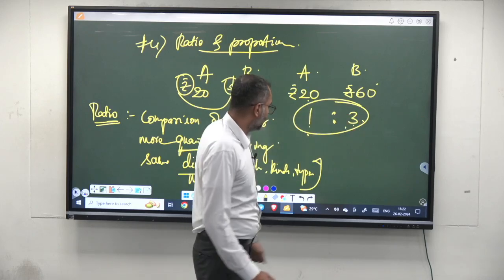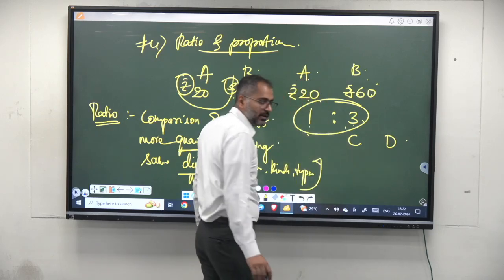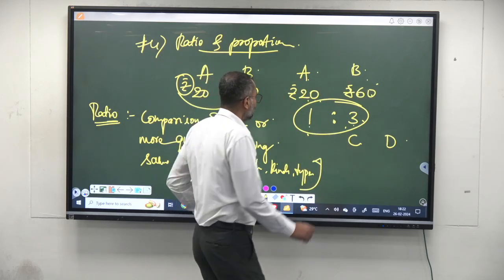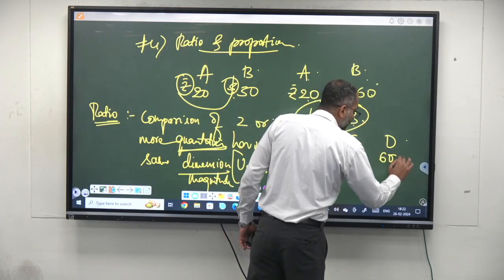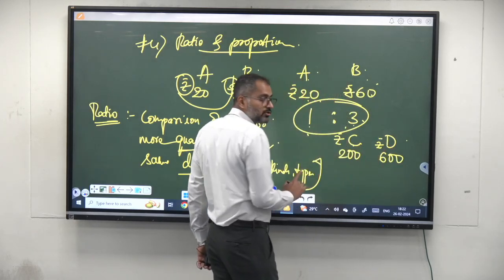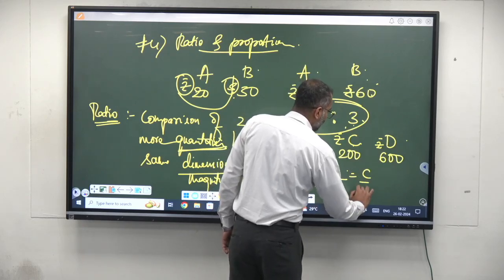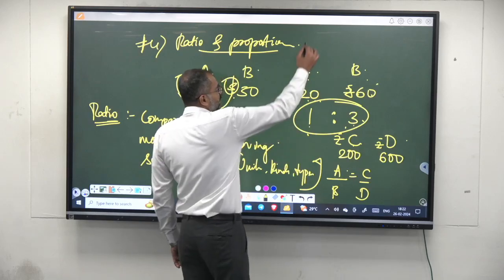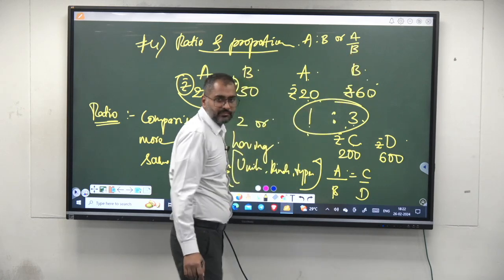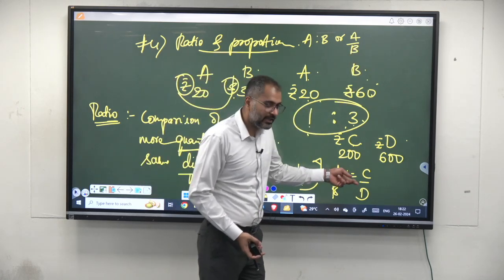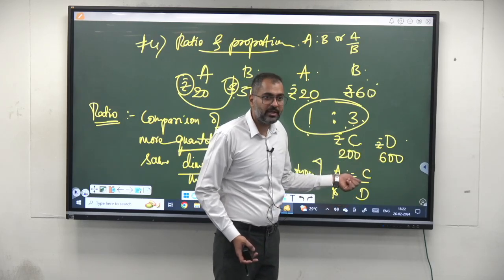Understood? Okay, now A and B have 20 rupees, 60 rupees. Let's say C and D, 2 people are there. C is having 200 rupees, D is having 600 rupees. So can I say A by B is equal to C by D? Ratio can be written in the form of A is to B or else A by B, that's one and the same. The ratio of A and B is 1:3, and this also has to be 1 and 3.